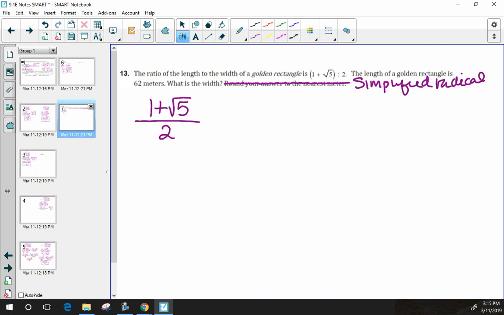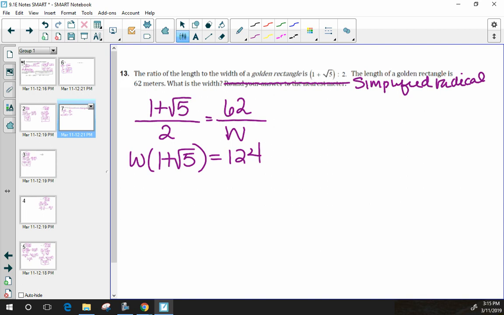The length of a golden rectangle is 62 meters. So one set example is 62. We want to find the width. So we're setting up a proportion here that is comparing length to width, length to width. And then how do we solve once we set up a proportion? Cross multiply, right? So we're going to do the cross product. That means that W times 1 plus square root of 5 has to equal the product of the other two, which is 62 times 2. That gives us 124.